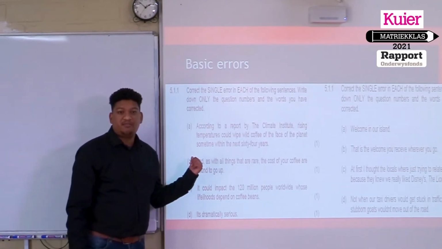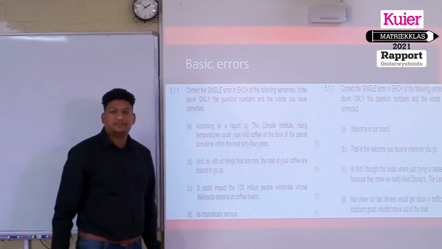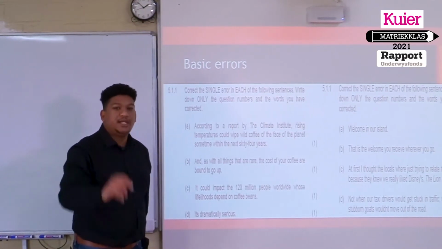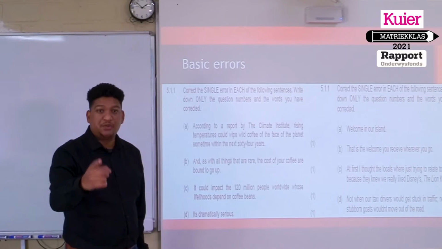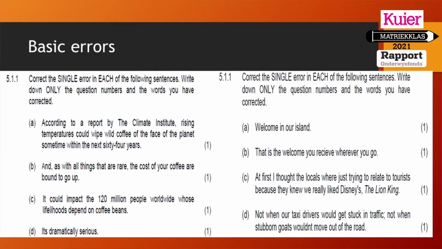But you see, I can tell you this. When you get to question 5, you don't read the text before you get to 5.1.1. There's a whole text given to you. You don't read it. You start 5.1.1. And that's the problem. Because if you started reading the text first, you would have identified the errors already. I will refer you to this side as well. It says, "and as with all things that are rare, the cost of your coffee are bound to go up." People, read, man. Concord error. If I look at the sentence, it looks okay. But it should read, the cost of your coffee is bound to go up. Because your one is. Does that make sense? Are is plural. Read, read, read.